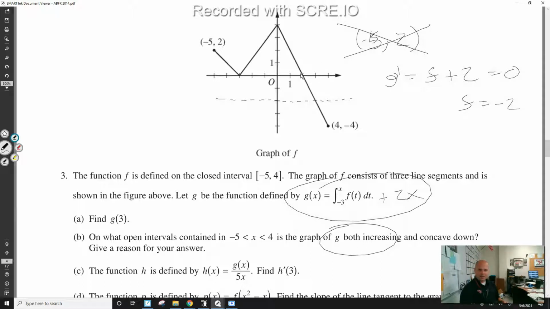Okay? Now, 1, 2, 3, 4, 1, 2. So this is a slope of -2, so I'm going to go down 2 over 1. G is increasing, if this was the case, from -5 to 3. We have a relative max. We'd have an absolute max at x equals 3.